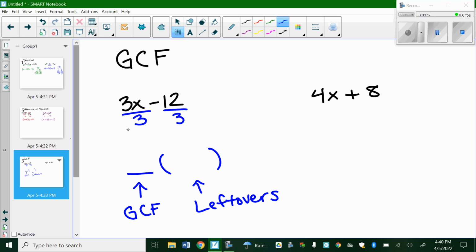Okay. I'm going to put the GCF out front. And I'm going to put the leftovers in the parentheses. So 3x divided by 3, the 3's cancel out. I'm just left with x. Here I have a subtraction sign. 12 divided by 3 is 4. So I would have 3 parentheses x minus 4. Okay. I'm going to change this one here just a little bit so we can look at a different example.